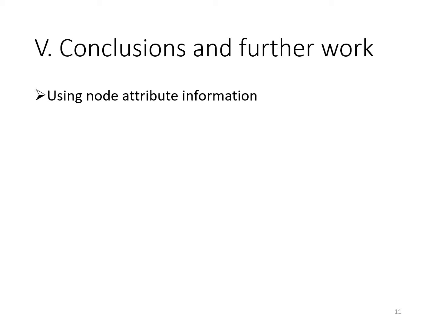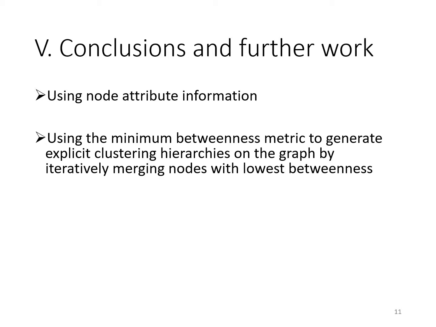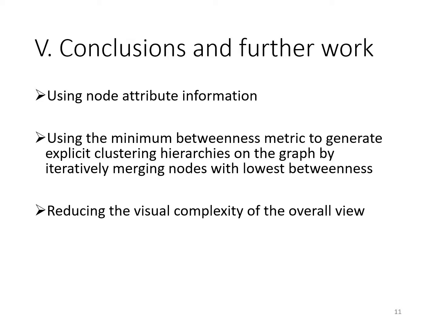Another tempting approach might be to use the minimum betweenness metric to generate explicit clustering hierarchies on the graph by iteratively merging nodes with lowest betweenness. Here we have used the betweenness metric merely to extract a structure or the ordering in the nodes, not to compute explicit decomposition of the graph.